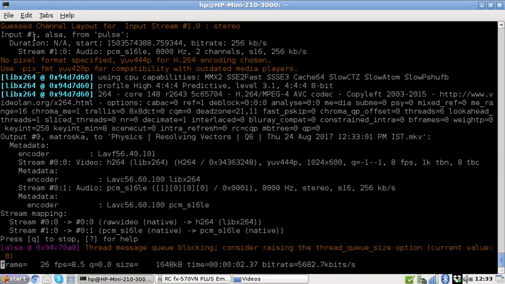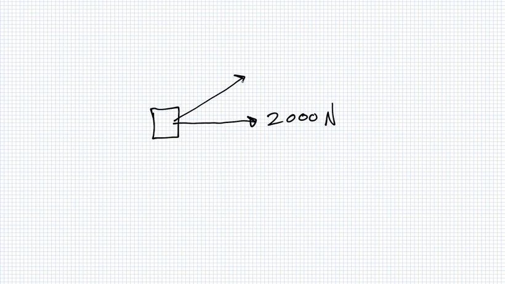A tugboat is pulling the ship east with a force of 2,000 newtons. Another tugboat is pulling the same ship northeast with a force of 2,000 newtons. Okay, so let's try and draw that. We have a boat and it's being tugged east by a tugboat exerting a force of 2,000 newtons, and another tugboat is pulling the same ship northeast with a force of 2,000.